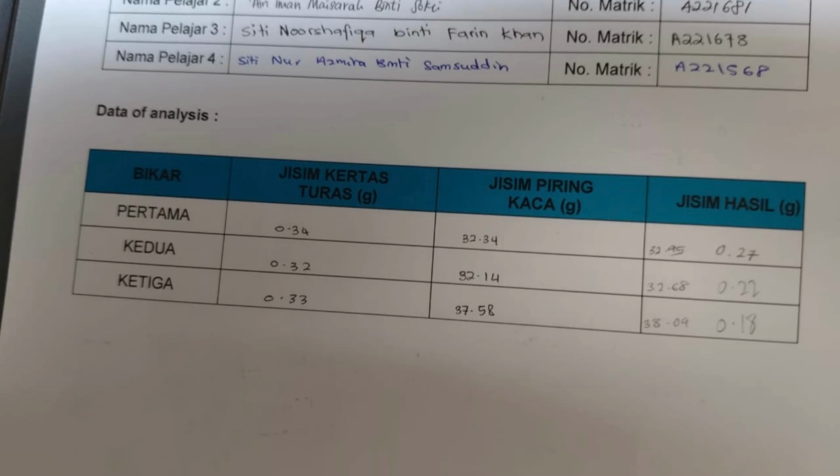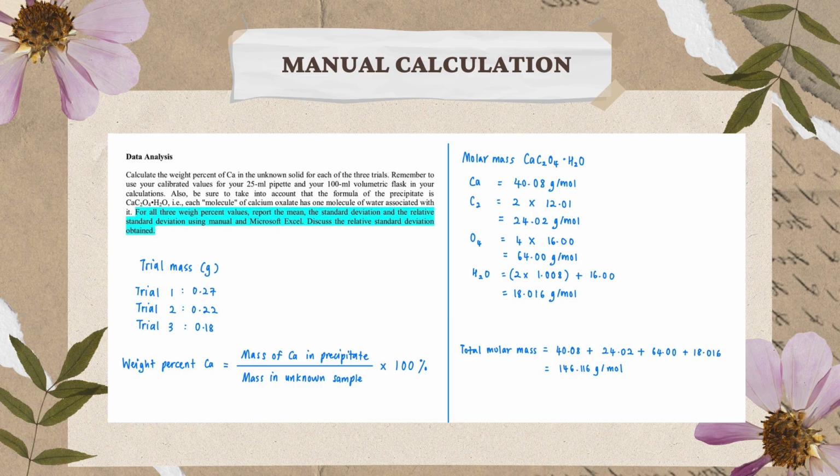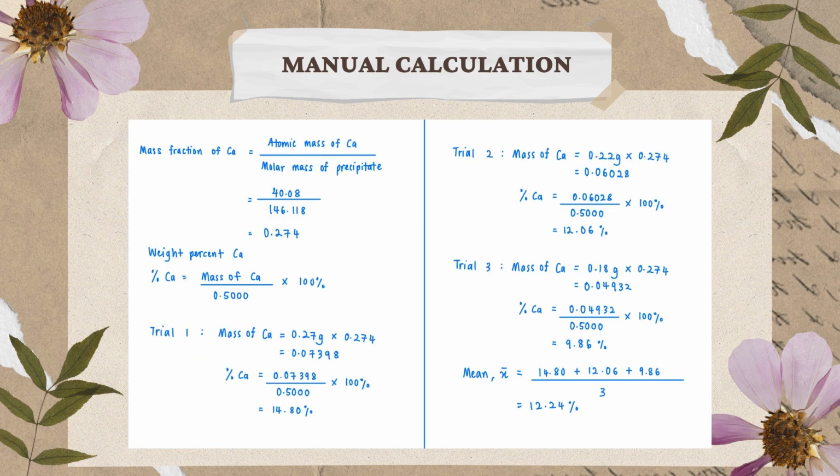This is the raw data we got from all trials. From the experiment, we need to find the weight percent values, the mean, and the standard deviation using manual calculation and Microsoft Excel. The trial masses are 0.27 grams, 0.22 grams, and 0.18 grams respectively. The total molar mass for the precipitate is 146.116 grams per mole. The mass fraction of calcium is 0.274 based on the formula.